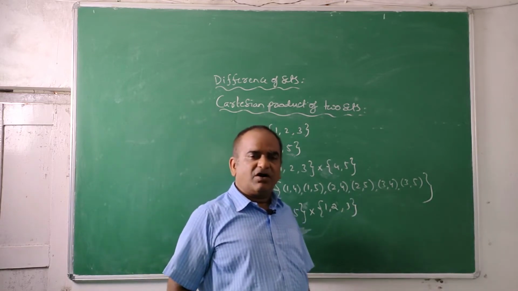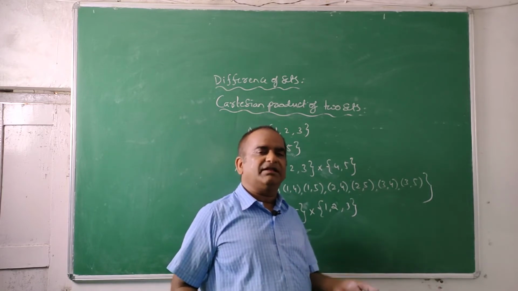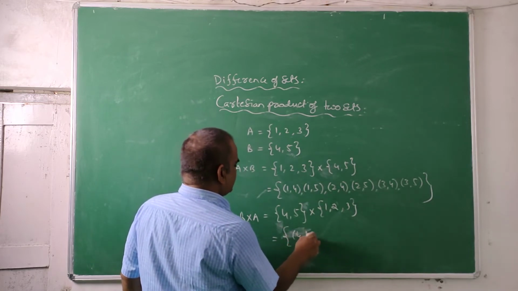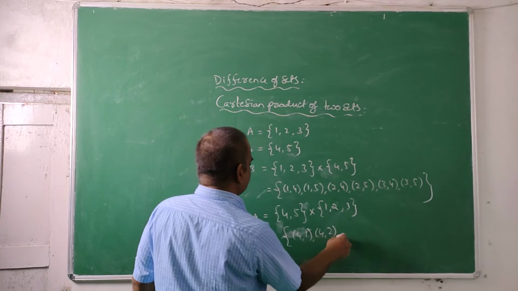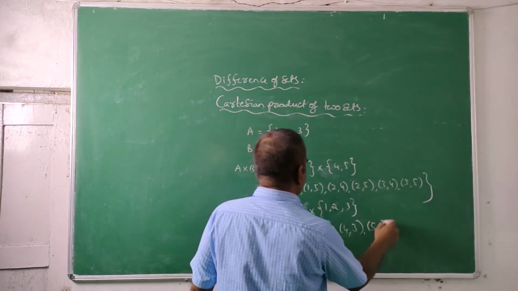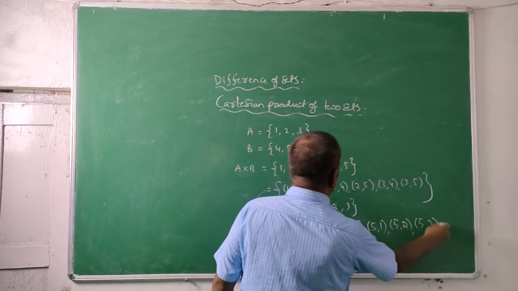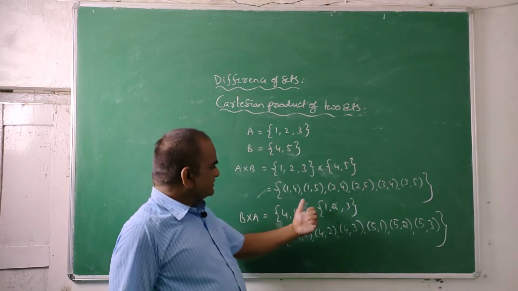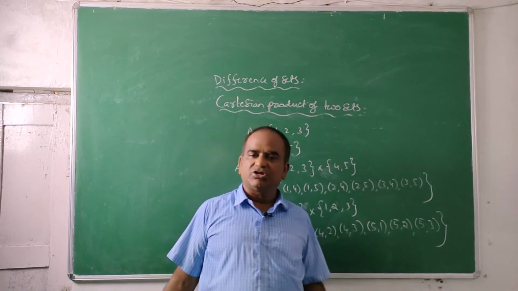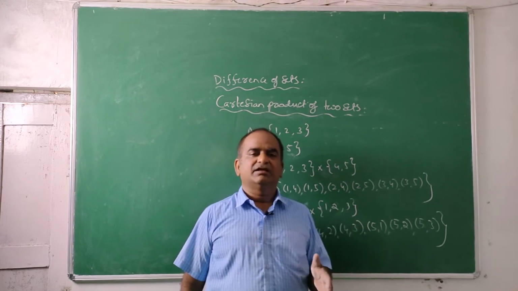So this is a set of all ordered pairs in which the first element will come from B and the second element will come from A. So this is (4,1), (4,2), (4,3), (5,1), (5,2), (5,3). Now you can see easily that A cross B is not equal to B cross A. Understood? Now next we will discuss what is relation.